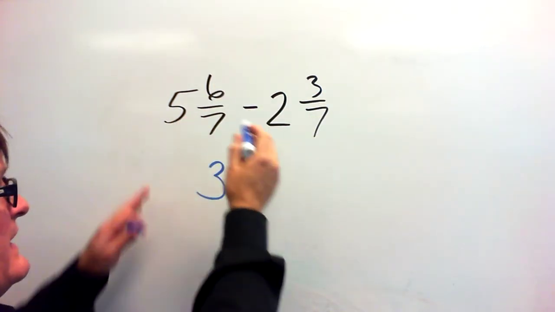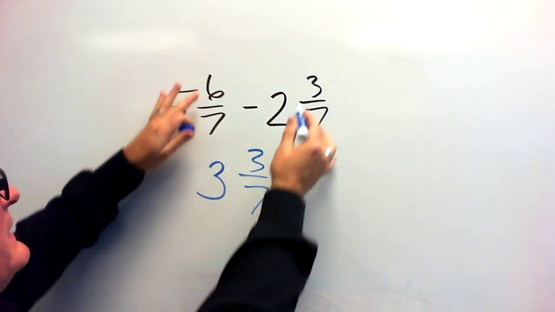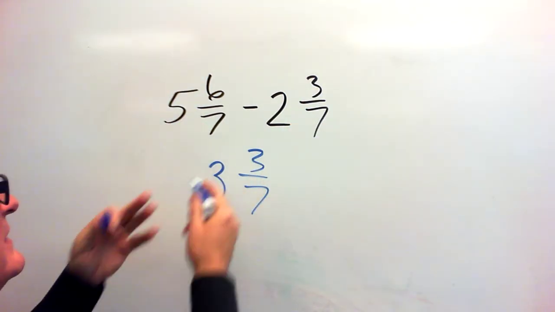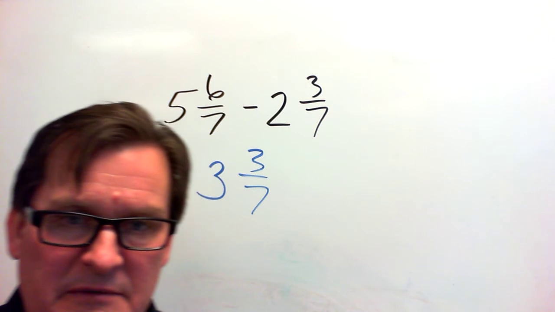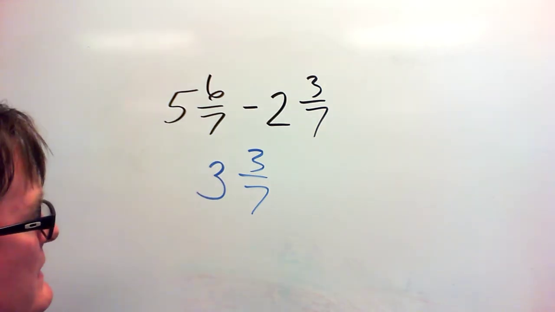So really it's like we're separating the two. 5 minus 2 is 3, and then we look at this one as an individual piece and put it back together. It's really as simple as that. Final answer is 3 3/7.